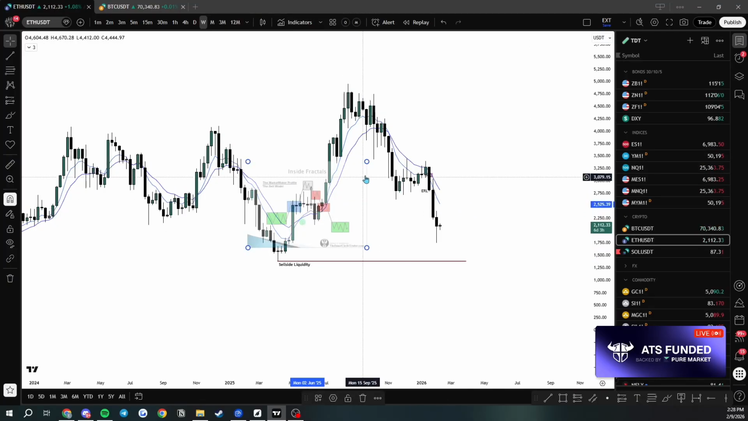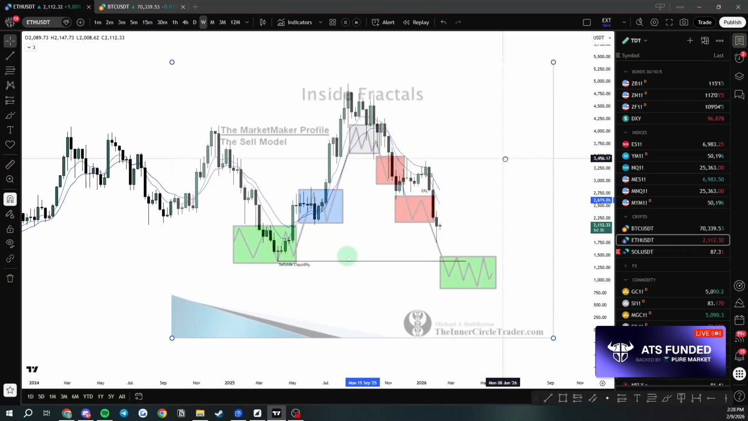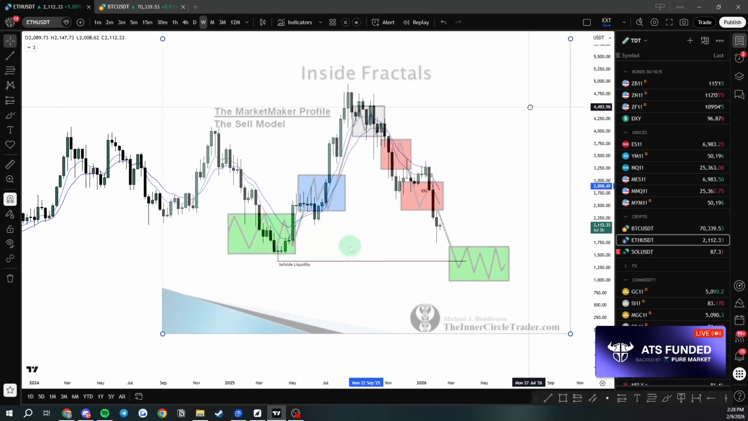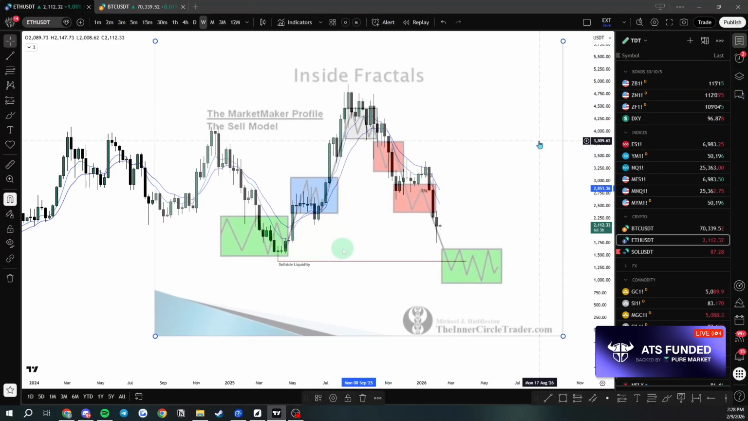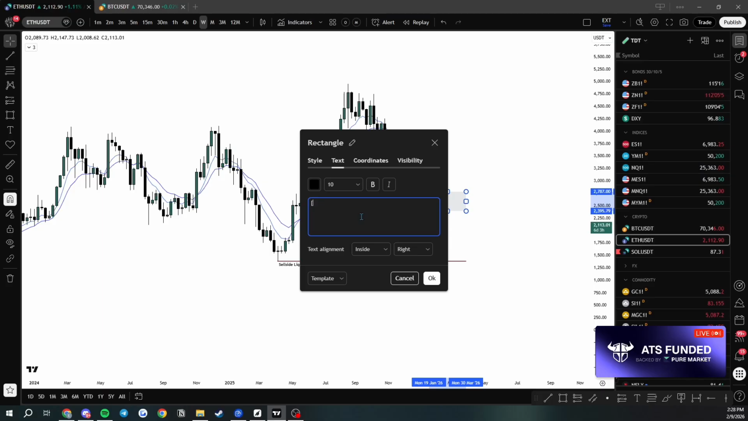And once again, let's toss up that market maker sell model. It's not the prettiest, it's not the most right on the ball, but it's pretty close, right? So this is what I see for ETH right now. We have a high probability bearish fair value gap right here. That's the one I'm kind of expecting on BTC that we move into and then start moving lower.